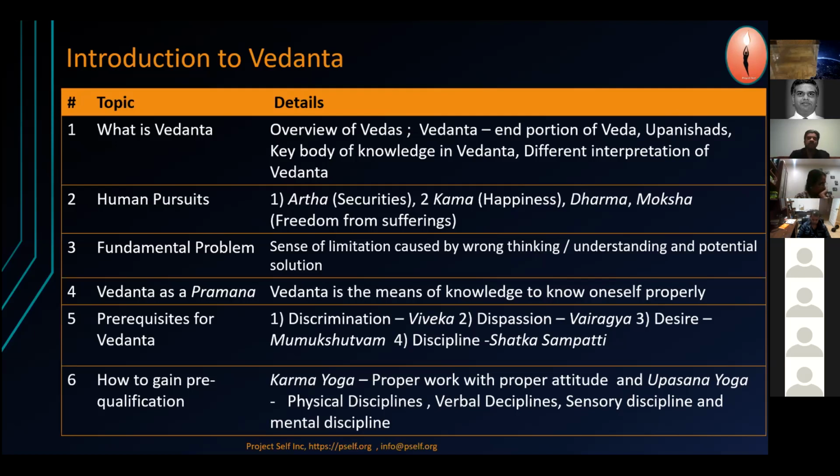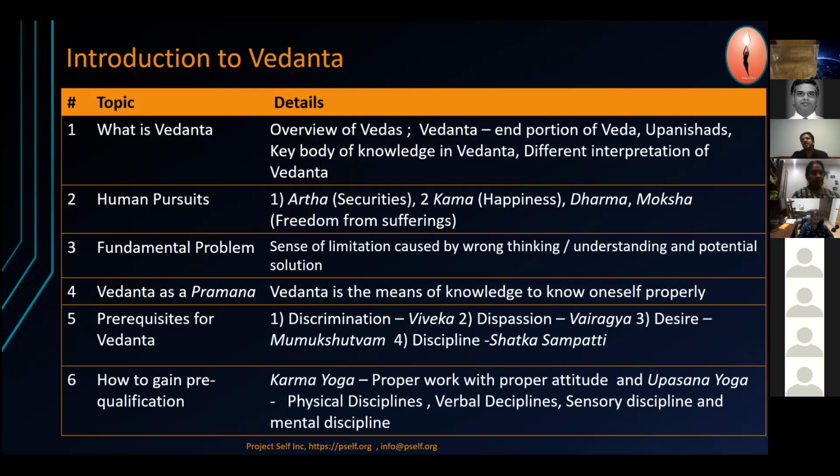We saw that it is what is known as adhikaratvam. And we found four of them: Viveka, Vairagya, Shatka Sampatti, Mumukshutvam. This is Viveka, which is discrimination or discernment; dispassion, Vairagya; desire for liberation; and certain disciplines, the six-fold disciplines we saw: Shama, Dama, Uparati, Titiksha, Shraddha, and then Samadhana. All these we discussed in detail. Any questions? Please refer to that video.